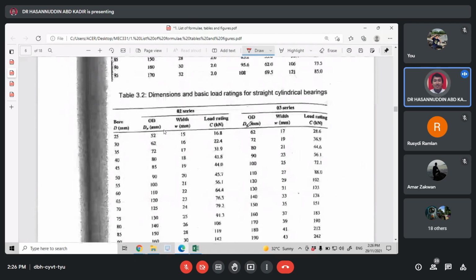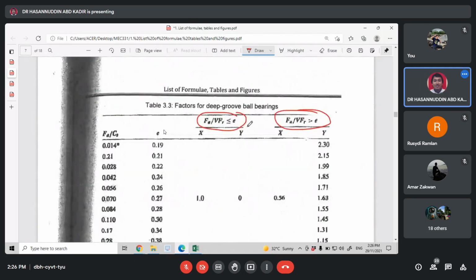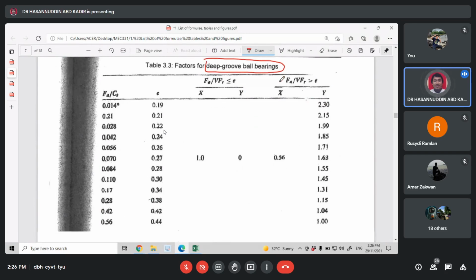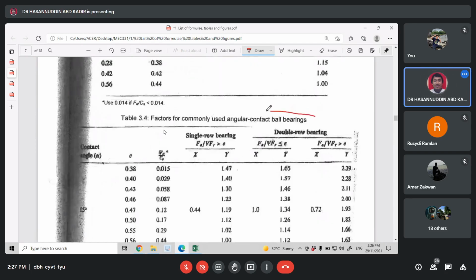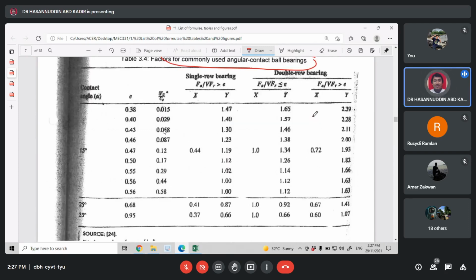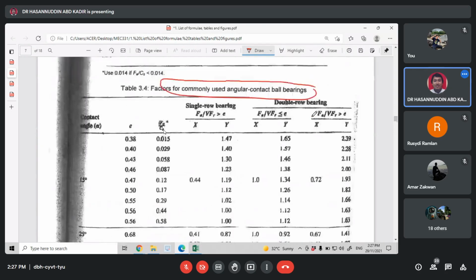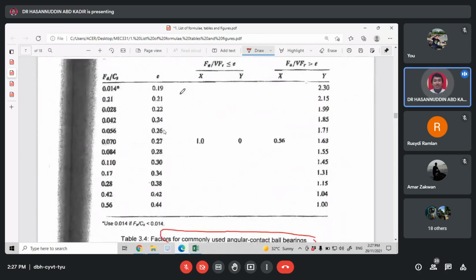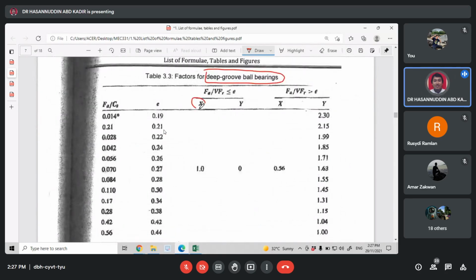So we have a table, 3.3. This table mentions deep groove ball bearing, which they already mentioned in the question. Another is the angular contact ball bearing, which is a bit different, but that's okay, we focus on this one only. Table 3.3 here gives the value of X and Y.